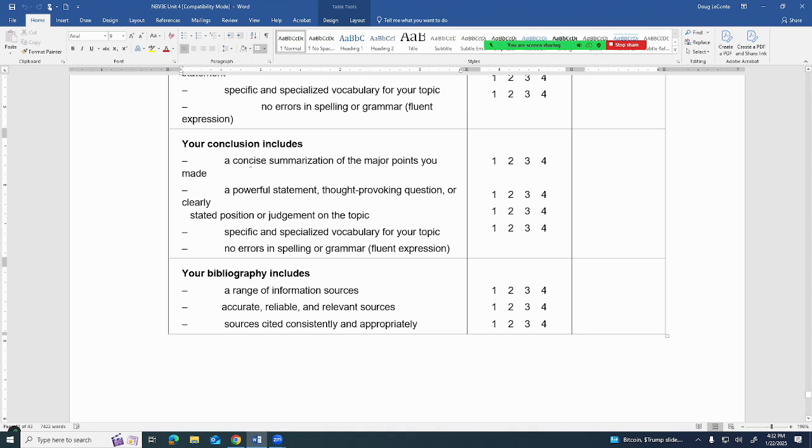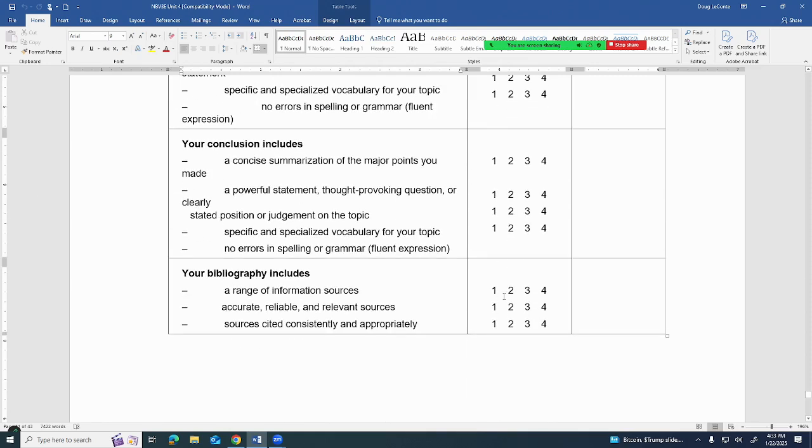Your conclusion includes a concise summarization of the points you made, a powerful statement, thought-provoking question, or clearly stated position or judgment on the topic, specific and specialized vocabulary on your topic, and no errors in spelling or grammar. And then finally, your bibliography. It includes a range of information sources, accurate, reliable, and relevant sources, sources cited consistently and objectively.